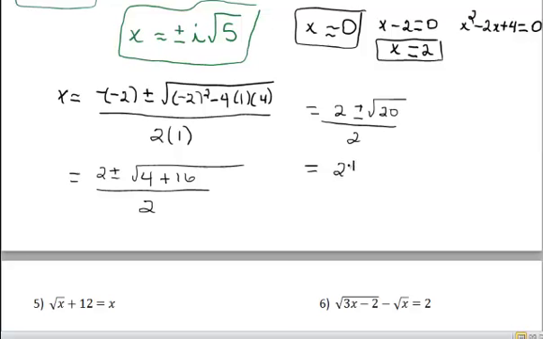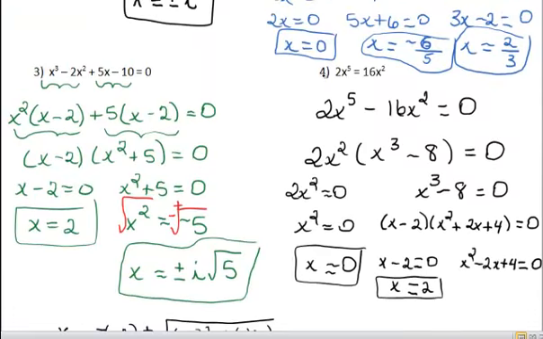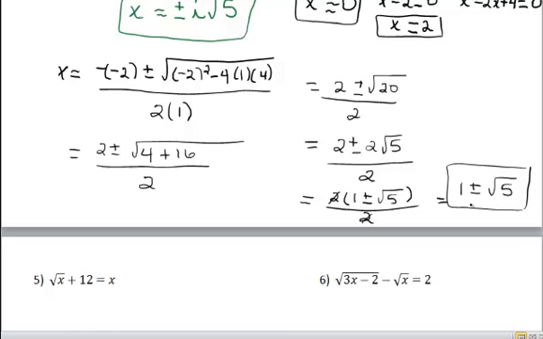So if we break down the square root of 20, 2 plus or minus, the square root of 20 is going to be 2 square roots of 5, and that's all over 2. Remember, you can factor a 2 out of the numerator, so you end up with 2 times 1 plus or minus the square root of 5, and that's all over 2. And that means your 2's can be reduced, so you get 1 plus or minus the square root of 5. Those are your other two solutions. So for this particular problem, 2x to the 5th equals 16x squared, you get 4 solutions. You get 0, 2, and 1 plus or minus the square root of 5.